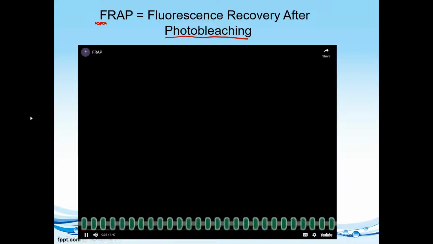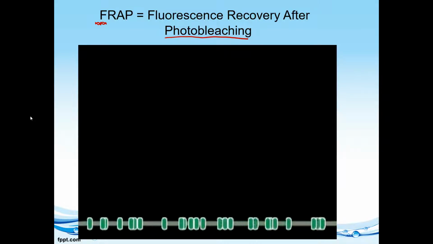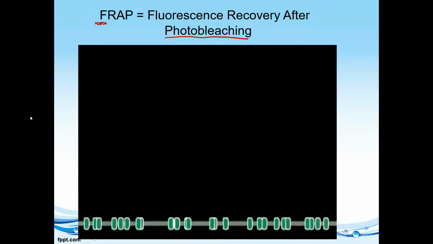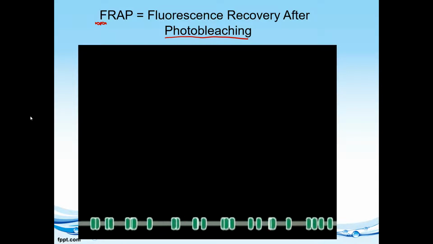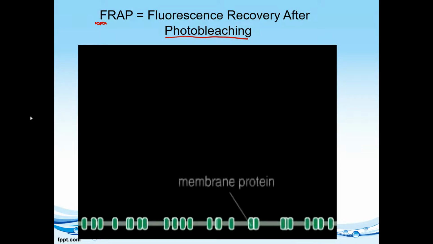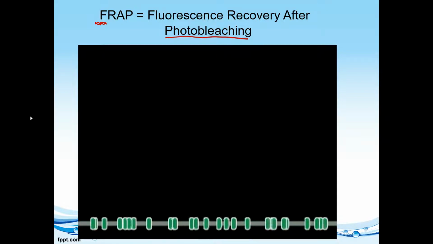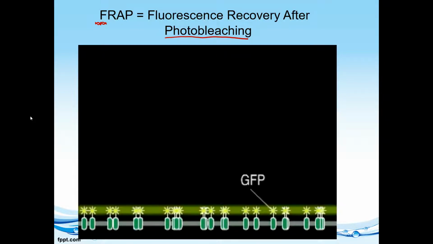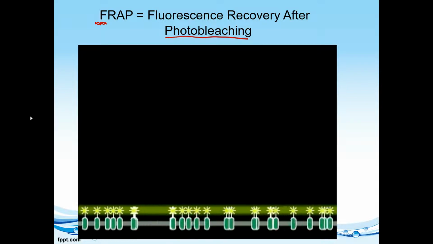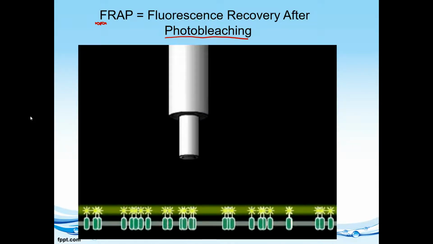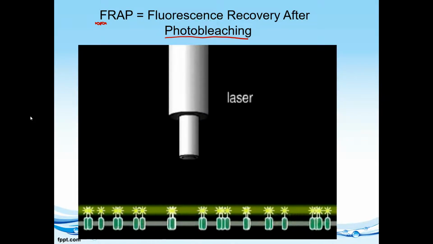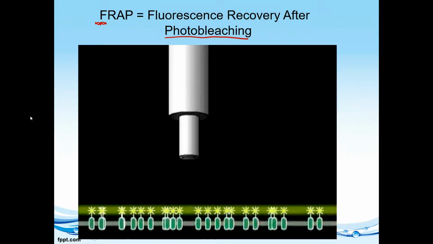The lateral mobility of membrane proteins can be measured in living cells by FRAP, which stands for fluorescence recovery after photobleaching. For this purpose, membrane proteins are often expressed as fusion proteins with the green fluorescent protein GFP and observed with a fluorescence microscope. A selected area of the cell is then bleached with a strong computer-controlled beam of laser light.